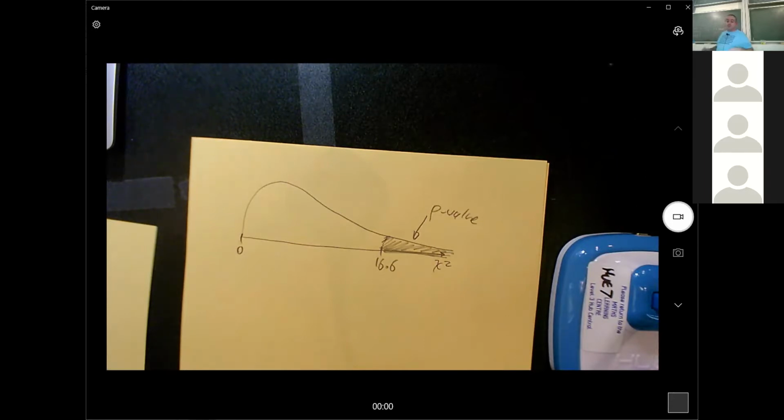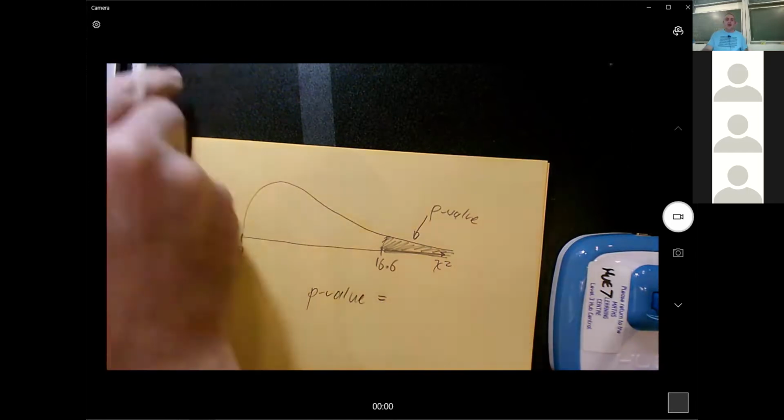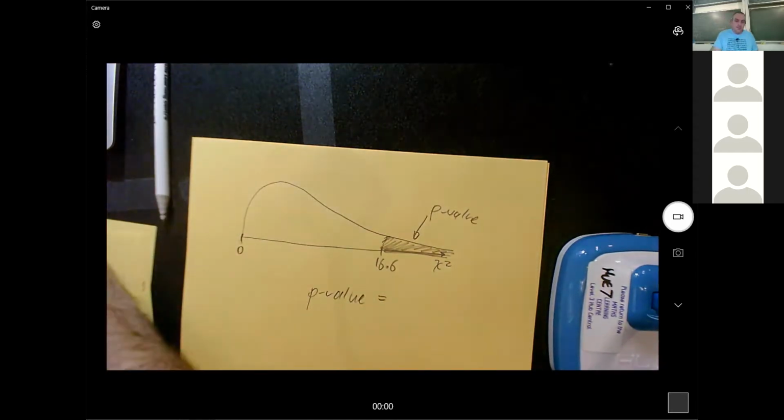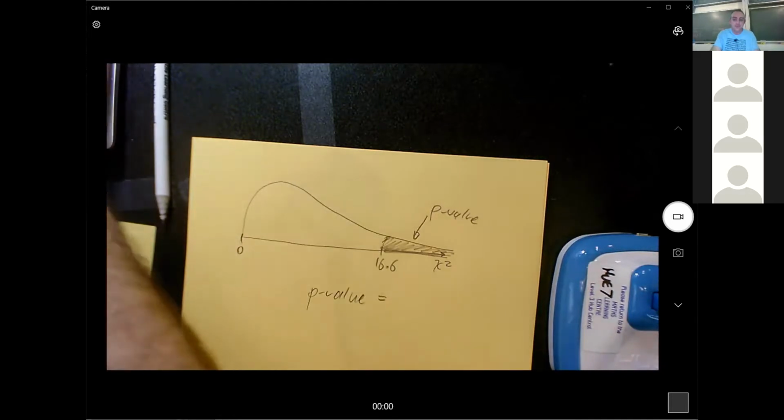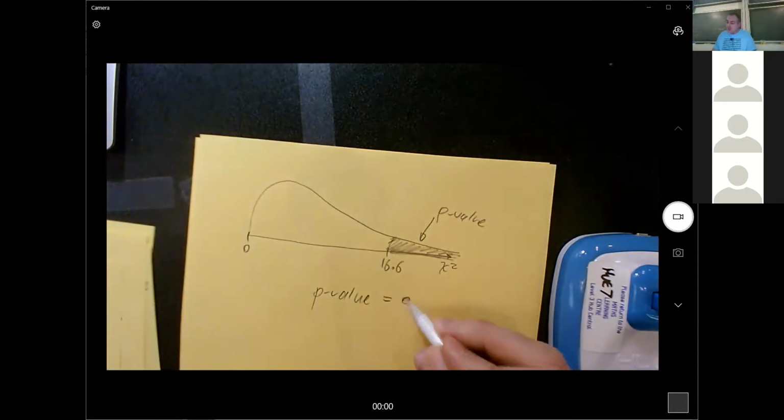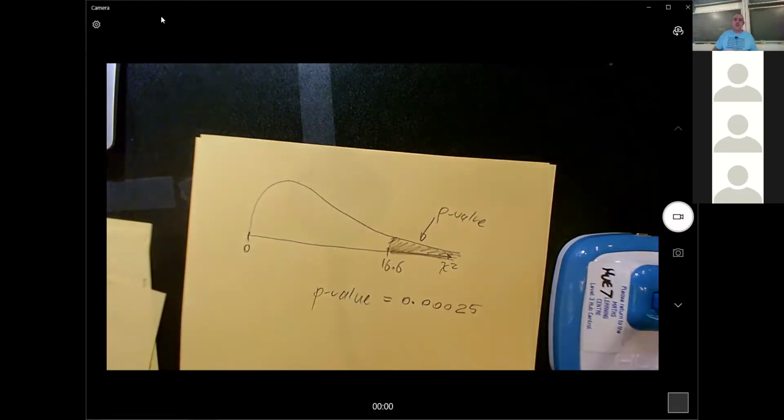It's not really drawing a picture and colouring it in and figuring out the area, but that's what R is doing. It's giving you that answer. I can't do it from my drawing. But my p-value comes out to 0.00025. It's probably way too many decimal places, but that's what it is.